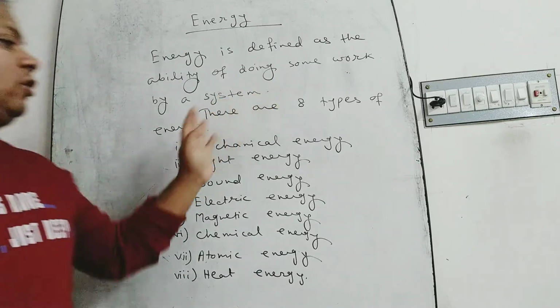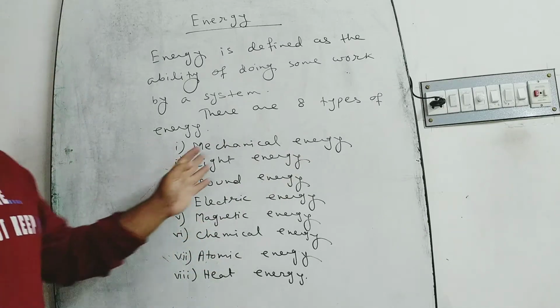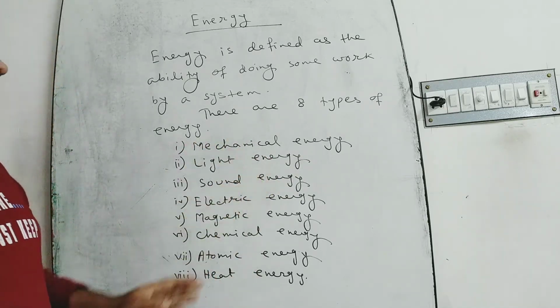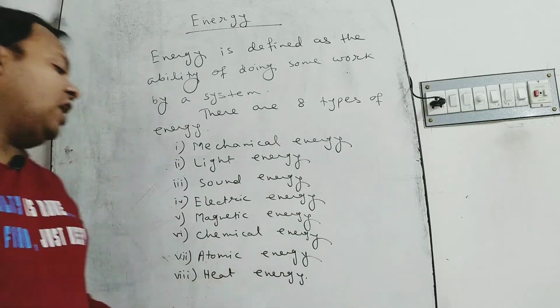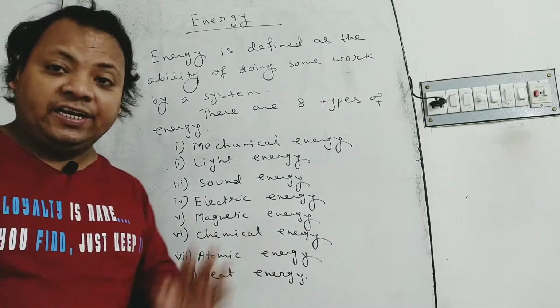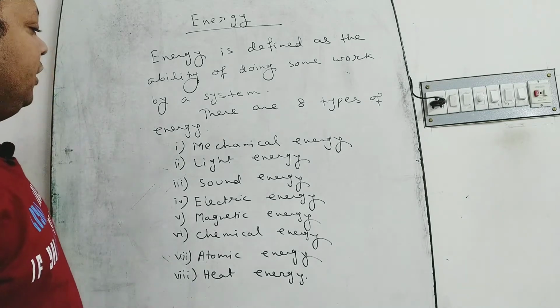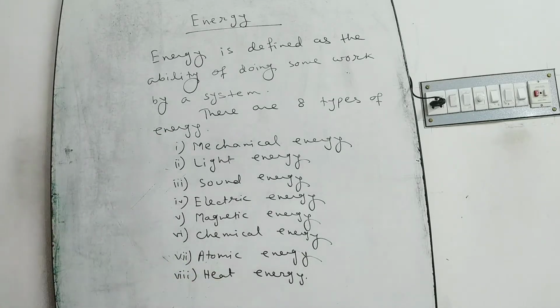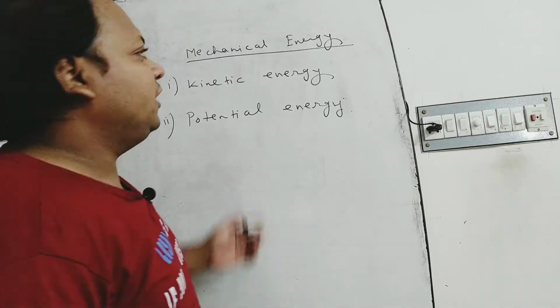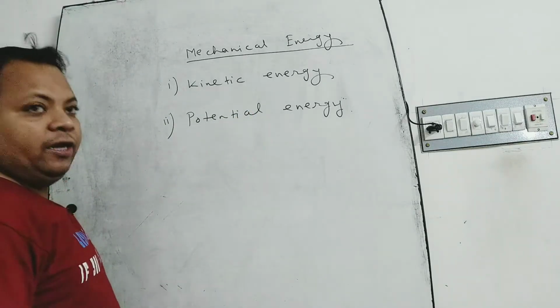There are 8 types of energy: mechanical energy, light energy, sound energy, electric energy, magnetic energy, chemical energy, atomic energy, and heat energy. All kinds of energy at last transform into heat energy. Mechanical energy of a body is of 2 types: kinetic energy and potential energy.